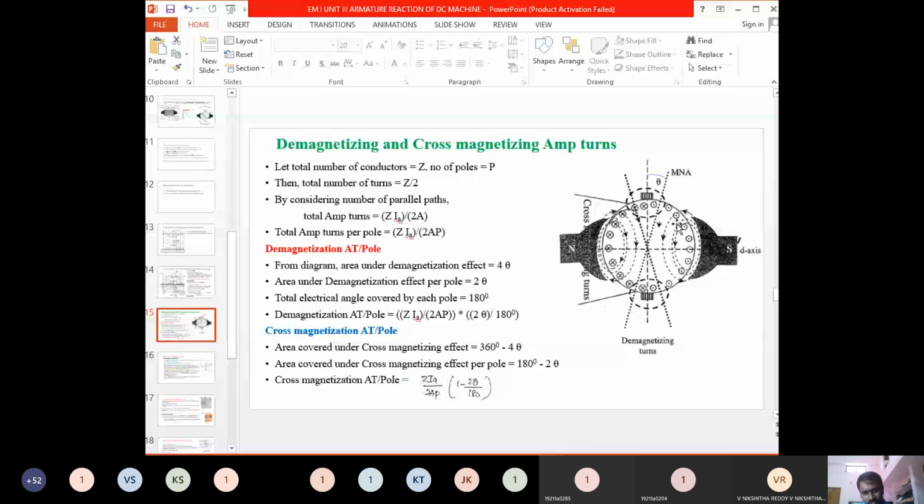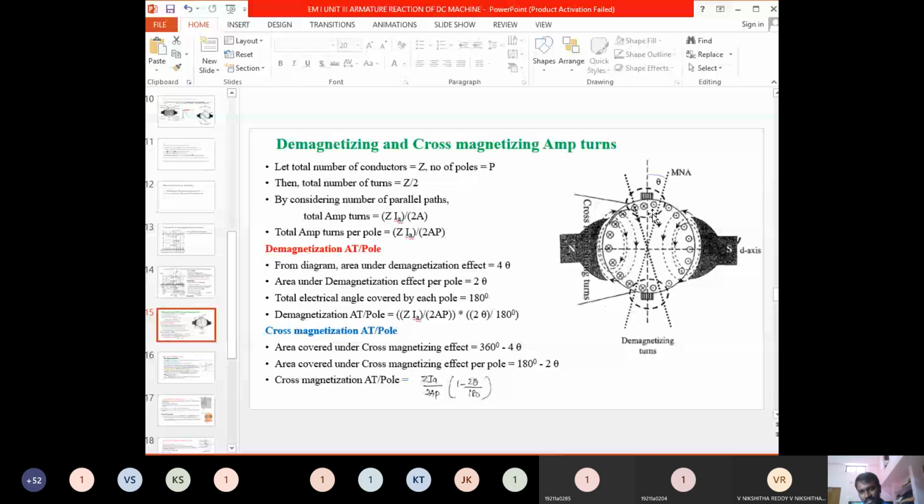Now you can see that previously the conductors placed here were under the north pole, and the conductors placed here were under the influence of the south pole, which is the dot symbol. But due to the shift of this MN axis, this conductor's current direction will change to entering instead of leaving.